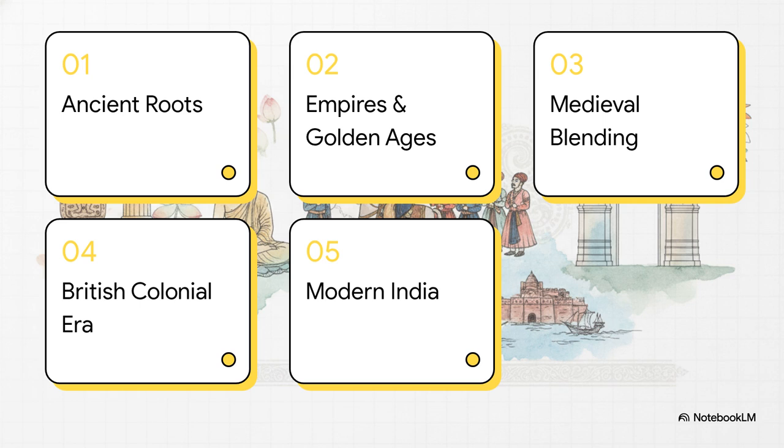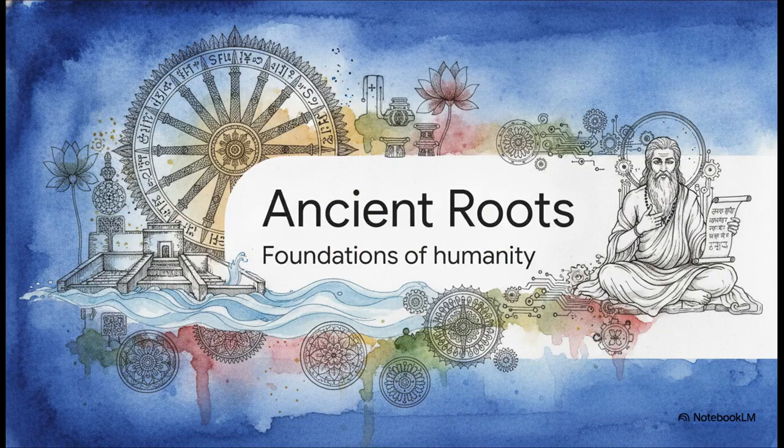We're going to navigate this massive history by breaking it down into 5 distinct eras: ancient roots and innovations, empires and golden ages, medieval cultural blending, the British colonial era, and finally, independence and modern India. Part 1. Ancient Roots and Innovations, the Foundations of Humanity.